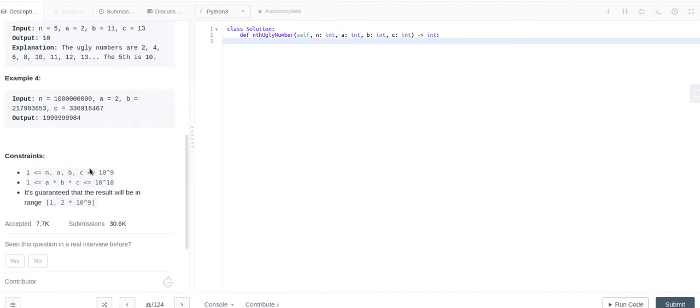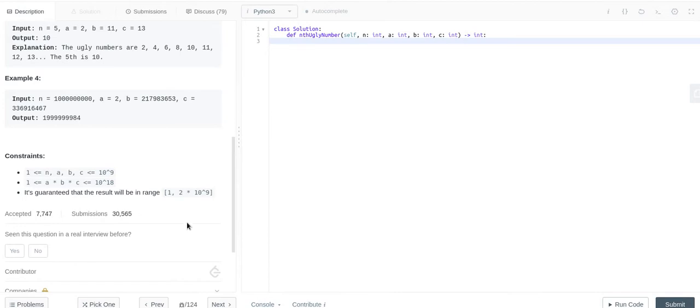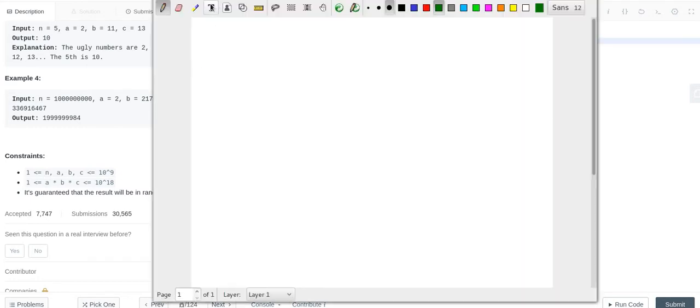And we have this range, 10 to the power of 9. This is very large, so it tells us we cannot use a linear program to solve this problem. Because 10 to the power of 9 is huge, it will cause TLE if we use O(n) time complexity. So the naive method doesn't work.